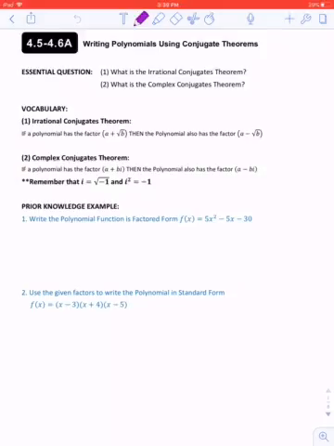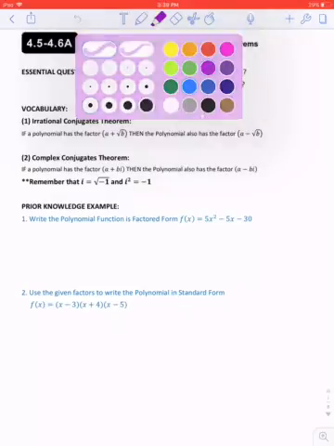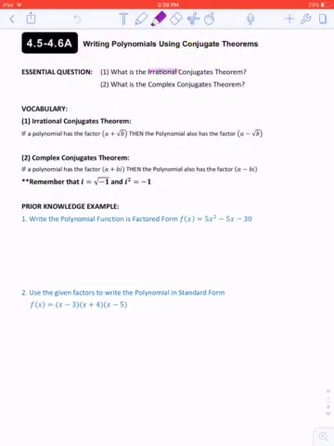So these two lessons go over two theorems. One of the theorems here is the irrational conjugates theorem. The other one is the complex conjugates theorem. So they're extremely similar to each other. Really the only difference is one uses irrational numbers, like the square root of 5. And the other one uses complex numbers, which means it has your imaginary i in it.